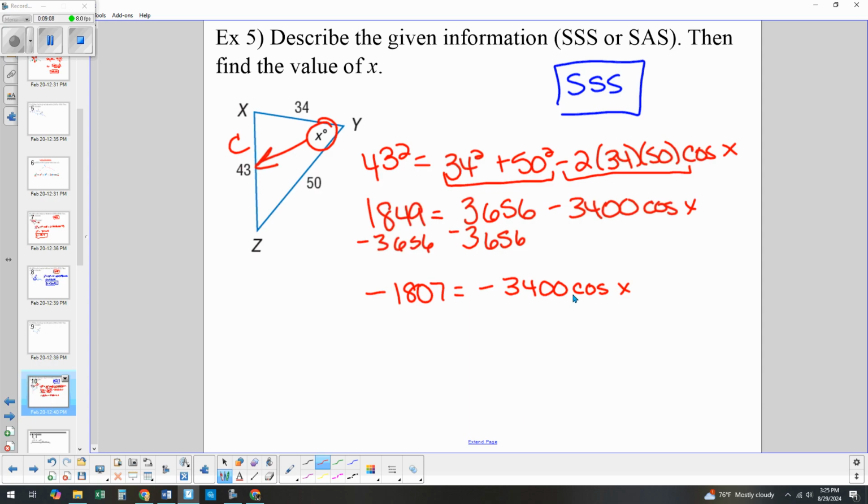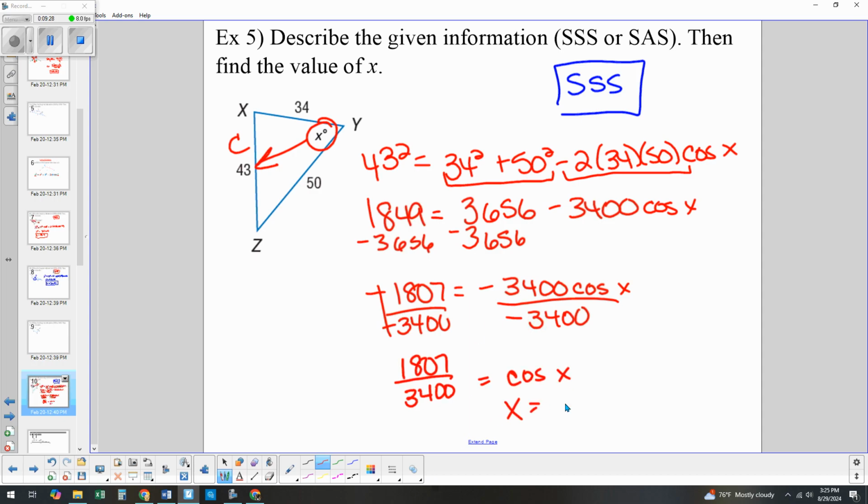I still want to get x alone, but it's still with the cosine. I'm going to get rid of the negative 3,400 by dividing both sides by that. The negatives will cancel, but I'm going to leave this as 1807 over 3,400 equals the cosine of x. That means x is really the inverse cosine of 1807 over 3,400. So the SSS problems are much more complicated, much more annoying. I'm going to do inverse cosine of my fraction, and I get 57.9. So x is 57.9 degrees.